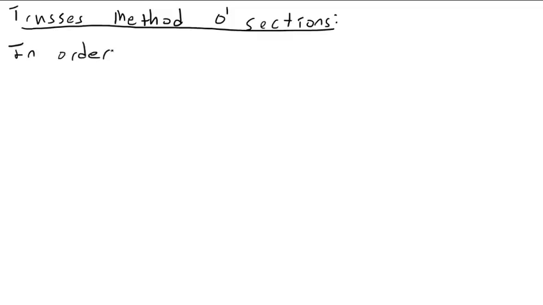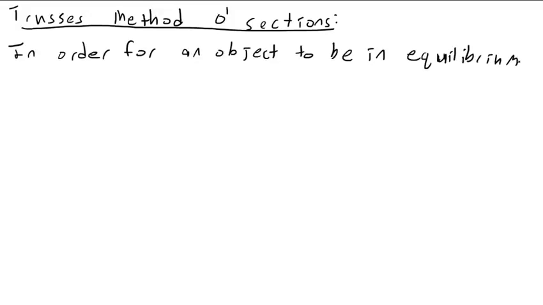In order for an object to be in equilibrium, or as some people pronounce it, equilibrium, every section or piece of that object must be in equilibrium.